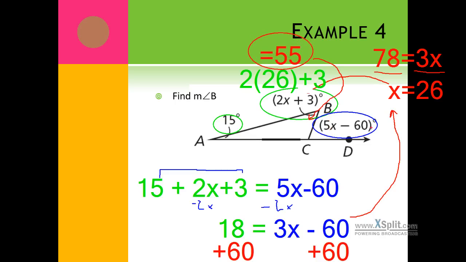Now we can check our work by plugging in here as well. If you plug in 6 times 26 minus the 60, you're going to get 70 degrees, which makes sense because the 15 plus the 55 needs to add up to make that 70. It works out. Nicely done.